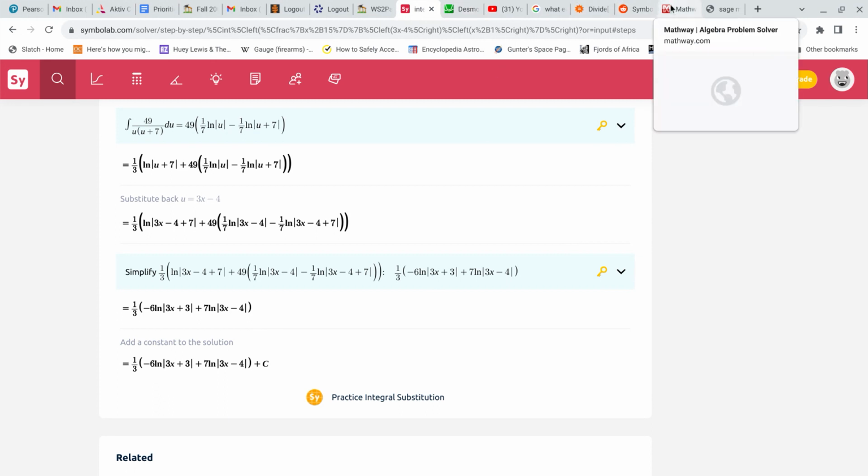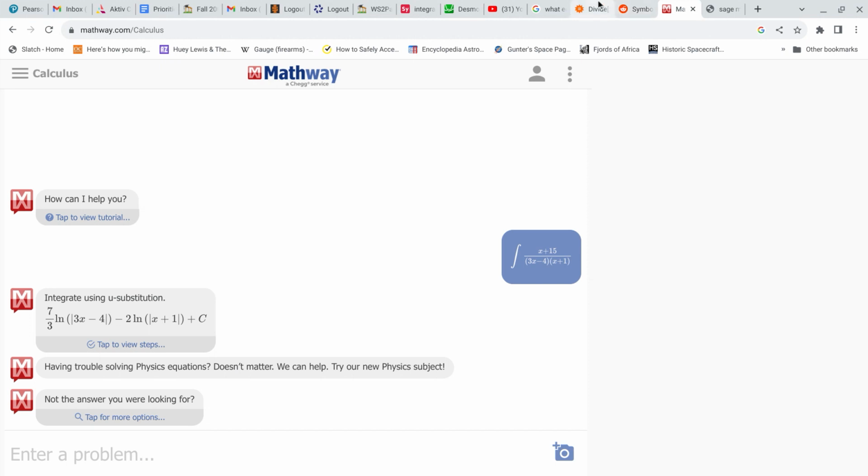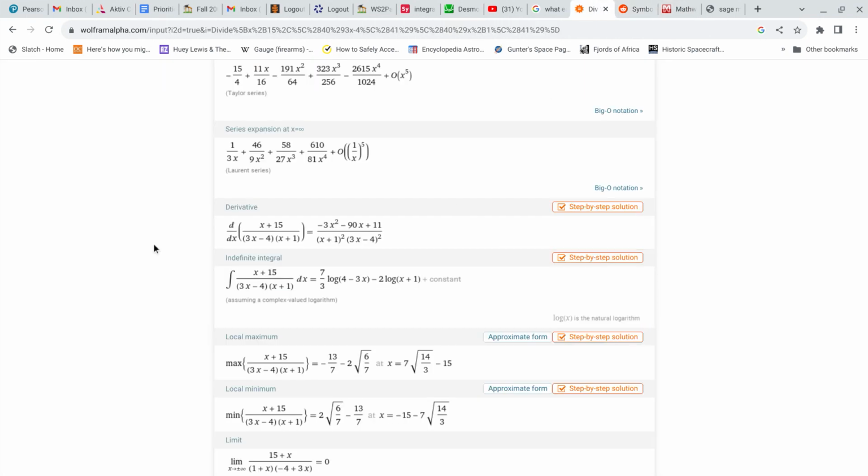And so I came over to, not Mathway, I came over to Wolfram Alpha next to see what it would spit out, and it gave me the answer I got. 7/3. It uses log without a base to stand for natural logarithm. So in its syntax, I guess. So it came up with the same answer that I had, and interestingly, not the answer that Symbolab had.